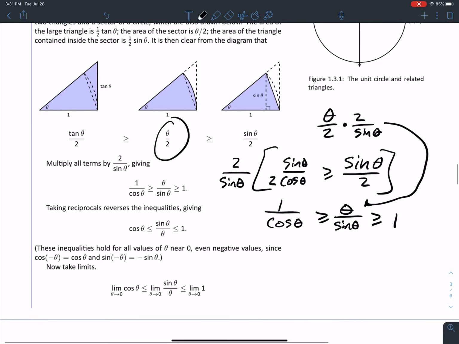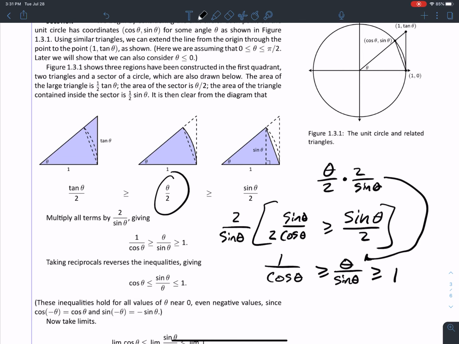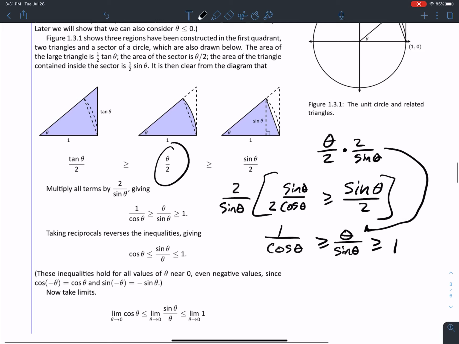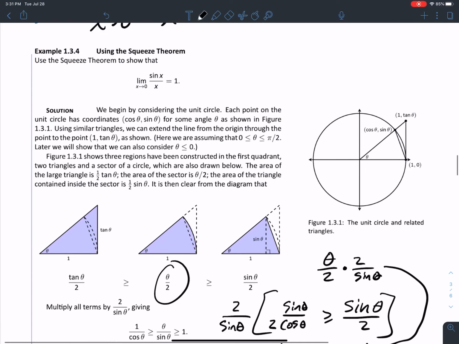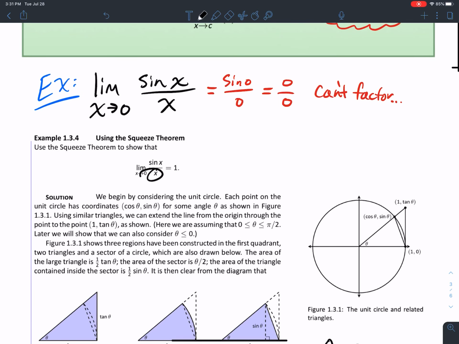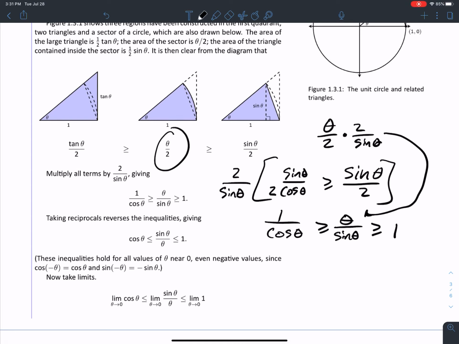Okay? Now, this assumes that theta is in the first quadrant, okay, between 0 and pi over 2. Because if you didn't have it that way, then you might start dealing with negatives and then your inequalities would turn around. But you can still show the same thing is true for negative theta values, okay? We're only concerned about thetas near 0 since we're taking the limit as x goes to 0, okay?